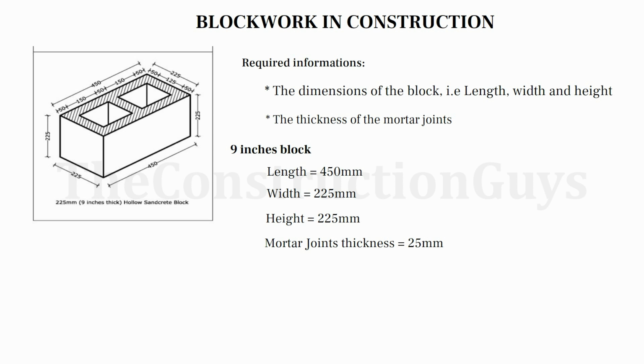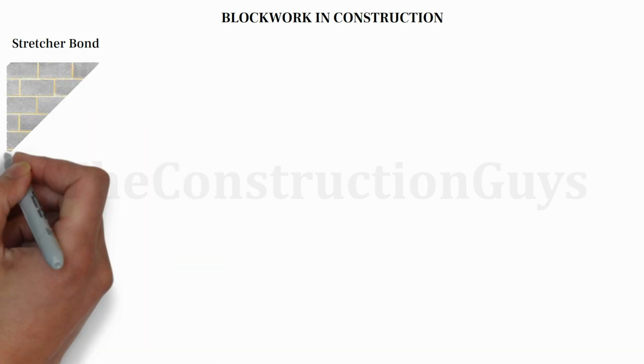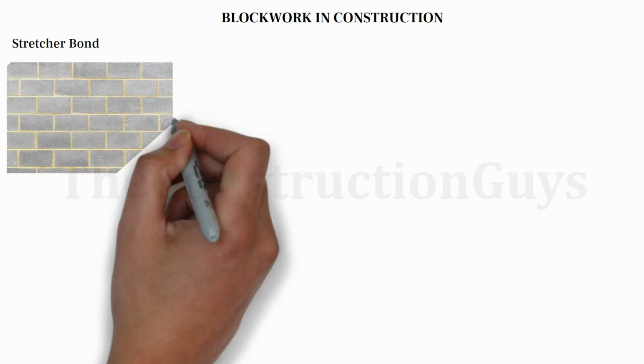Stretcher bond. To calculate the total number of blocks in 1 square meter of stretcher bond, 1 square meter divided by the coordination dimension of 1 block, that is 1 block including the mortar bed and perpend.